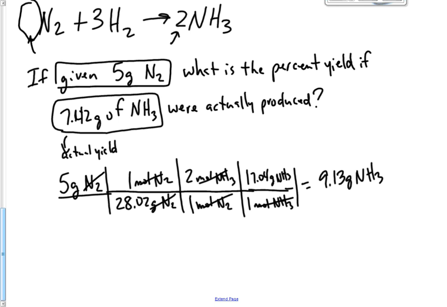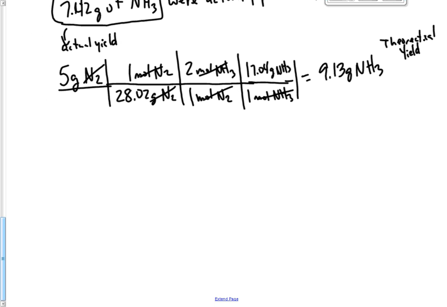Okay, that's not your answer though. That's just your theoretical yield. So again, all of these percent yield problems are going to be 2-step problems where you find one thing and then you use that in the next equation. So percent yield equals our actual over our theoretical, times 100.